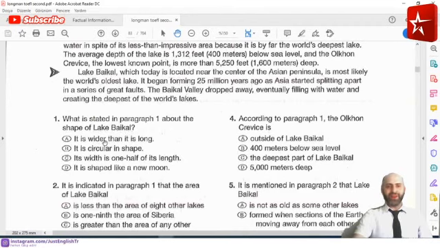It is wider than it is long. It is circular in shape. Its width is 1/2 of its length. And it is shaped like a new moon. Okay, so I will remember now. Here, Lake Baikal is my keyword. Let me color it for you. So when I'm searching for this question, I will try to look for Lake Baikal.